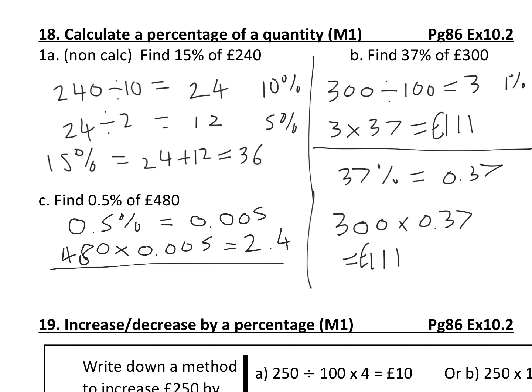I'll just squeeze in a non-calculator method. If you were doing it without a calculator, I would find 1%. If you find 1%, you would divide by 100. So 480 divided by 100 is 4.8. And 0.5% is half of 1%. So you could simply divide that by 2. And you get 2.4. So I think it's useful to be, as this is crucial moving forward, but as well, be flexible. And sometimes you can use some simpler methods if the question lends itself to that.